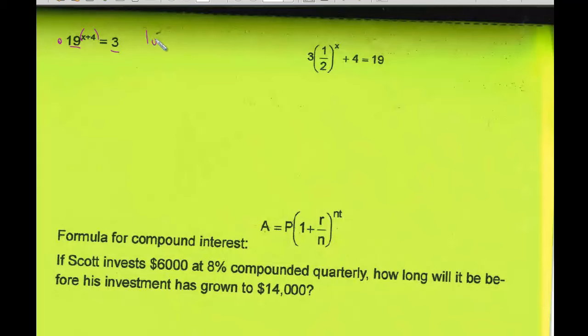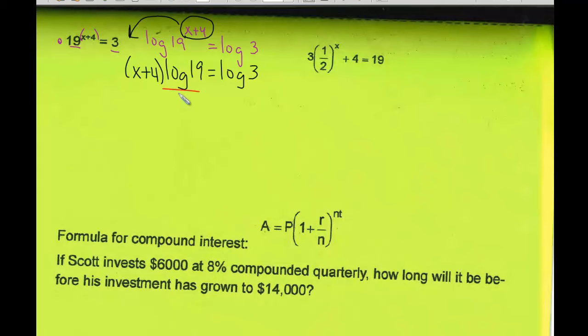So let's take the log of both sides. The next step is to bring the exponent to the front. Notice we're doing the same thing with every problem. But this exponent is 2 terms. Since it's moving out front and being multiplied to log of 19, we have to put this in parentheses. So more than one term, put it in parentheses. Now let's divide both sides by log of 19. So we have x plus 4 is equal to log of 3 divided by log of 19.